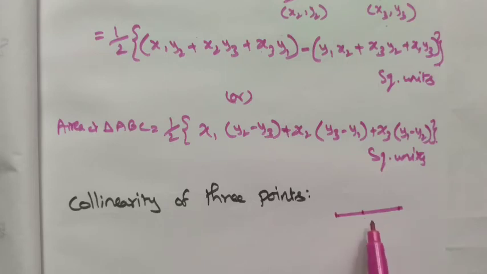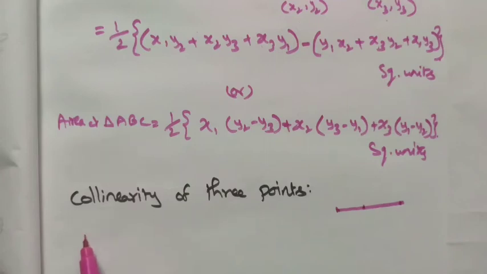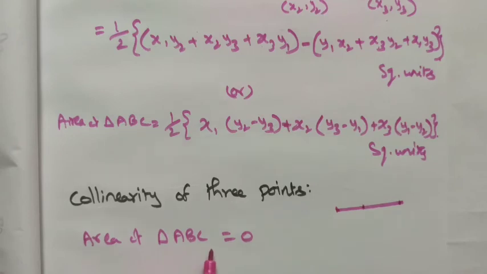What is the area of the triangle in the collinear case? It is equal to 0. By the condition all the points lie on the same straight line, so it cannot be a triangle. There is no triangle, so the area of the triangle is always equal to 0. So area of triangle ABC is equal to 0. This is the formula for collinearity.